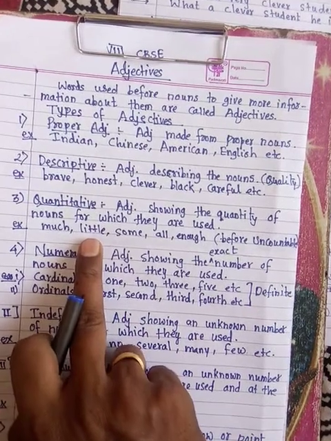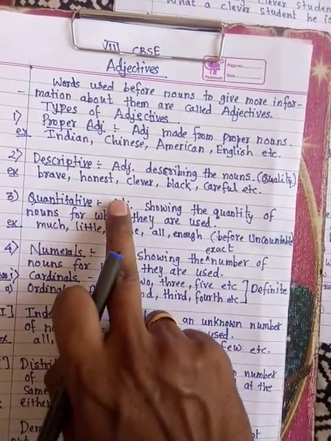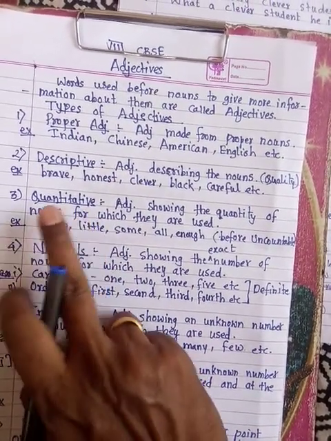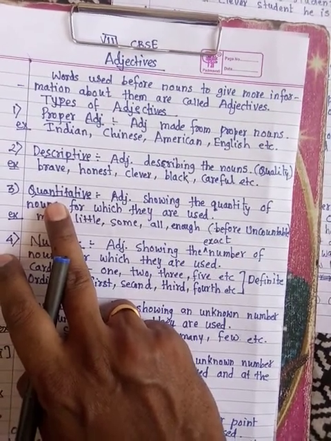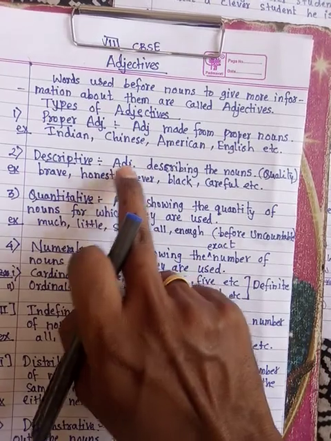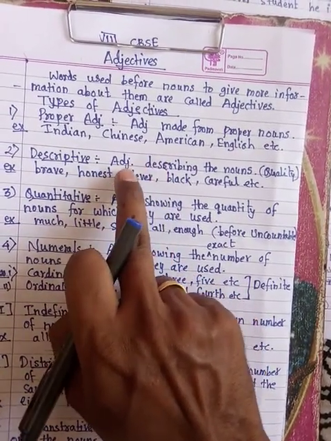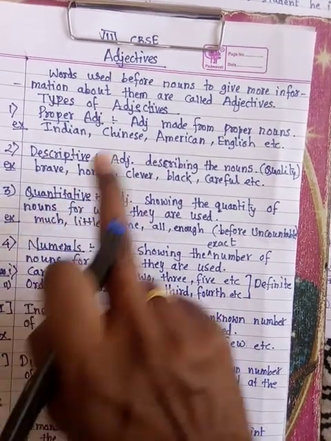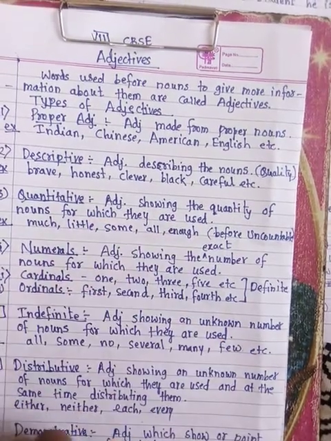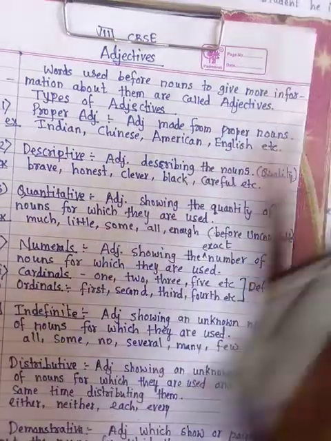Third type is quantitative adjectives. This is also one of the most important types of adjectives. In quantitative itself, the meaning is hidden: quantity. See, there is a difference between quality and quantity. Quality, we can talk about it, but we cannot see it. But quantity, we can see it. So these adjectives show the quantity of the nouns for which they are used.